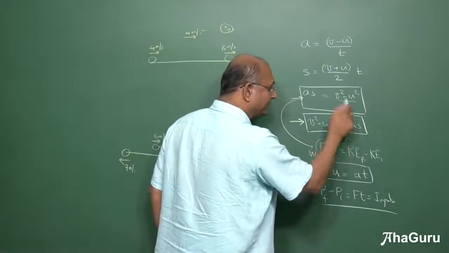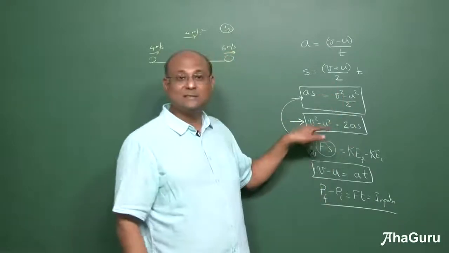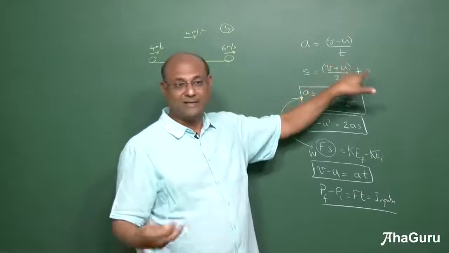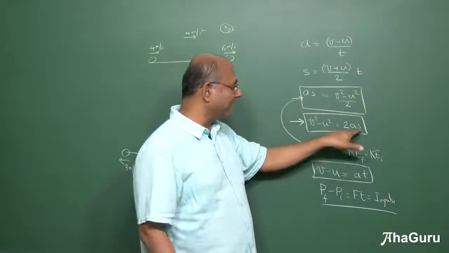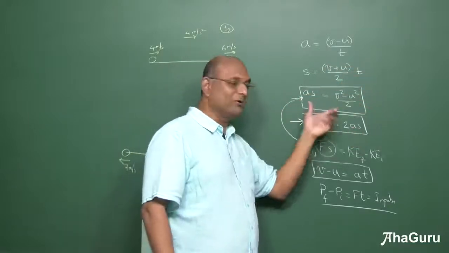V square minus u square is 2as. What have we done in this? We have eliminated t. We don't have t. So without calculating time, you can calculate s or calculate a depending on what you have.